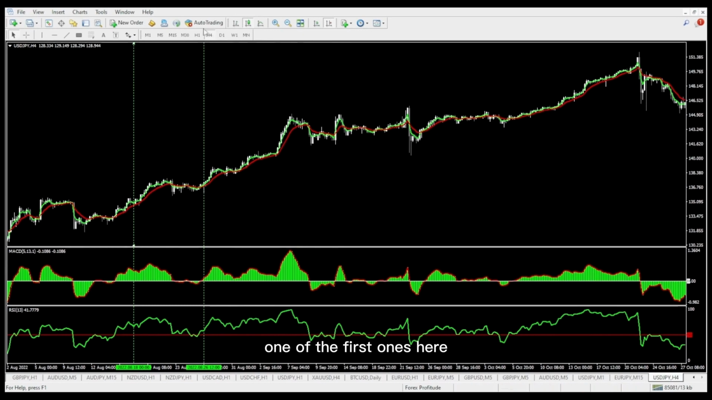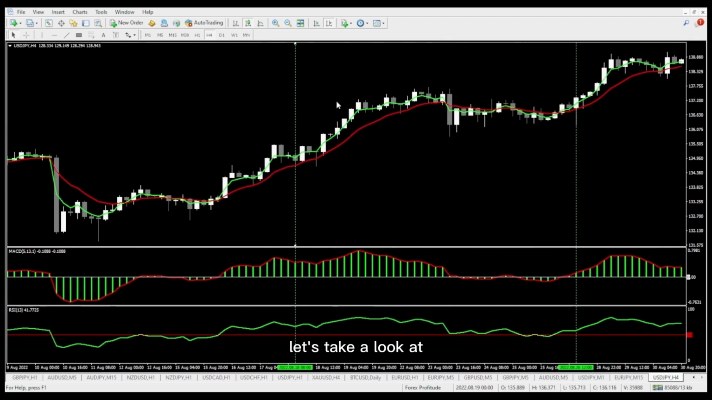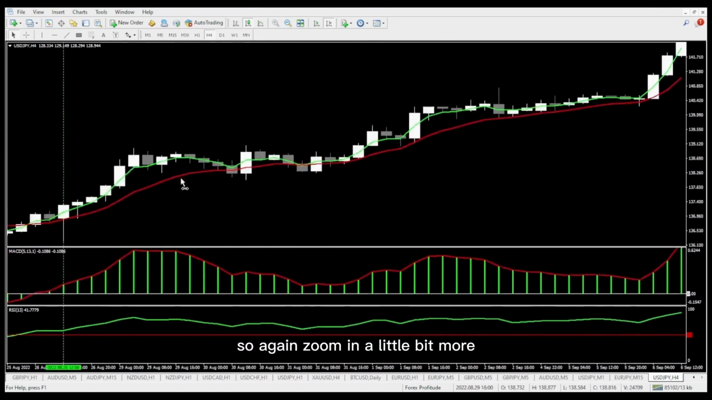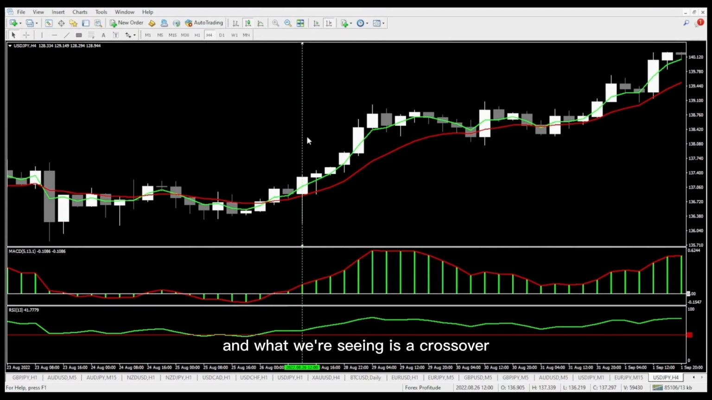So let's look at one of the first ones here. With this one, I'm going to zoom in. Let's take a look at this long trade right here. So again, zoom in a little bit more. And what we're seeing is a crossover. We want to see a crossover up.